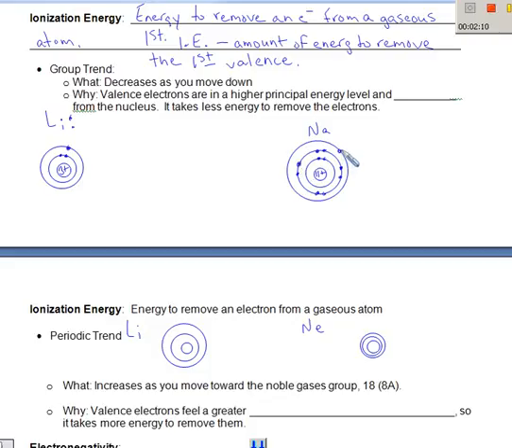third principal energy level. So in terms of the energy required to remove an electron, the farther it is from the nucleus, the easier it is to remove. So if the valence electrons are in a higher principal energy level, they are going to be farther from the nucleus. It is much easier to remove them. So this electron is easier to remove, whereas this one is going to be harder to remove.